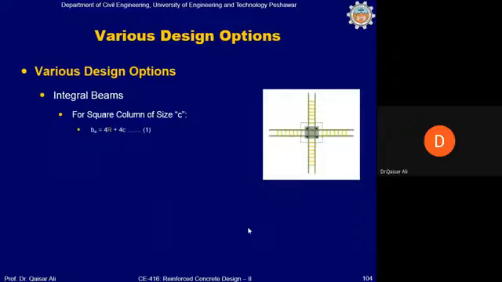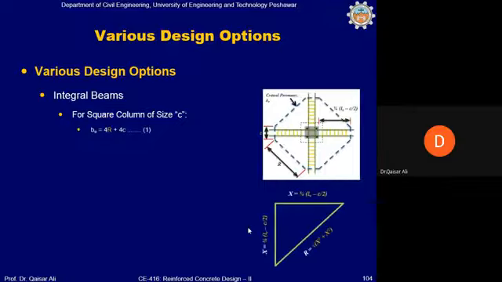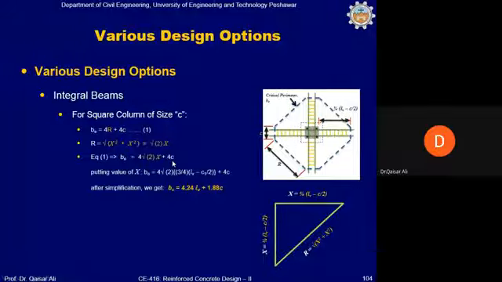For a square column, B naught is equal to 4R plus C, and R is the square root of x squared plus x squared, which means the square root of 2x. R is equal to the square root of 2x. Then we have B naught is equal to 4 into the square root of 2x plus 4C. Putting in the value of x and after simplification, we get B naught is equal to 4.24 LV plus 1.88 C.